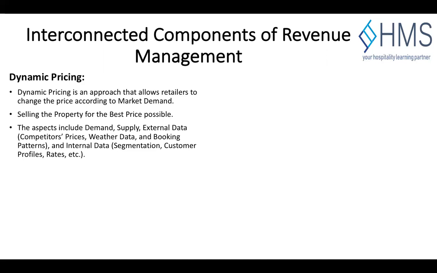Then the other important aspects of dynamic pricing would consider the demand and supply trends. Demand would be the rooms demanded, and supply is the rooms that are available in the hotel for sale and the rooms inventory. There is external data and internal data. Internal data would consider segmentation and customer profiling and rates, etc. However, external data considers competitors' prices, weather data, and booking patterns.